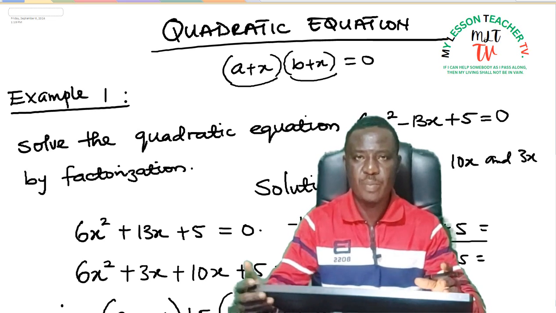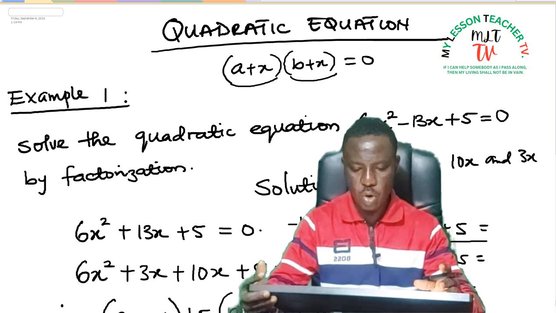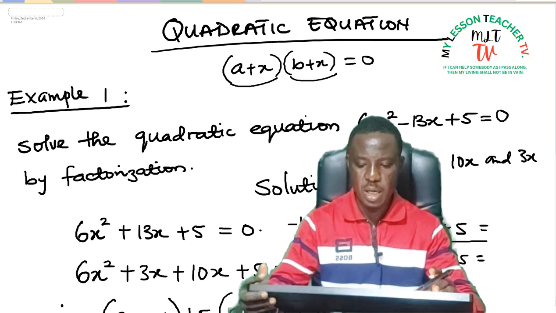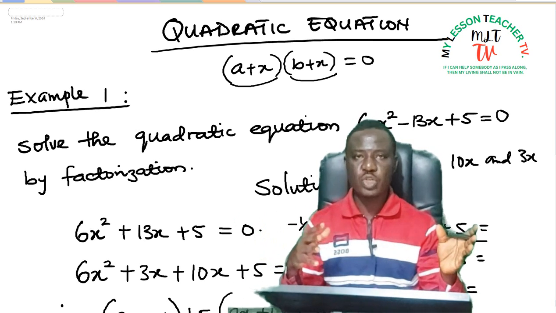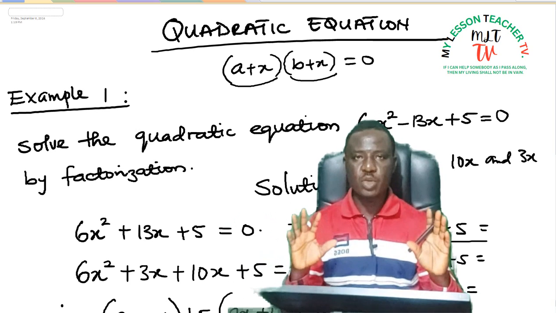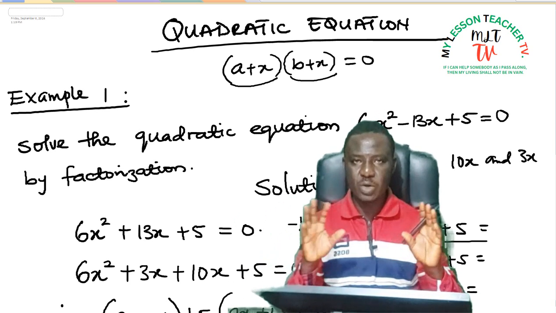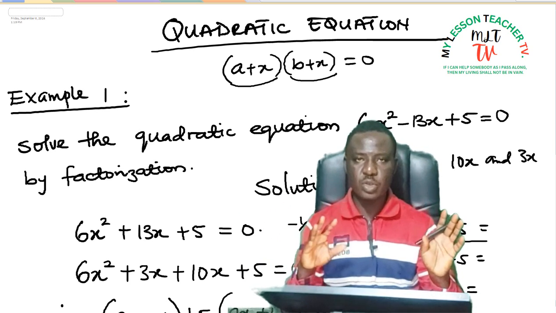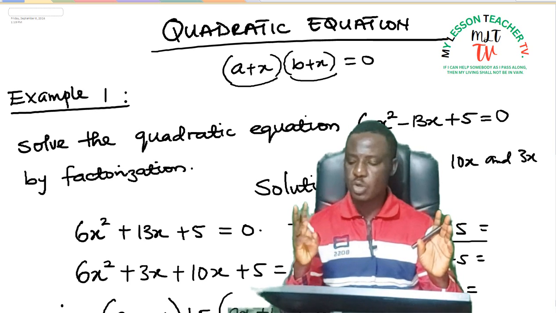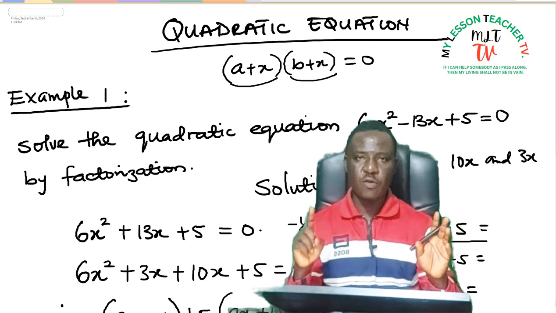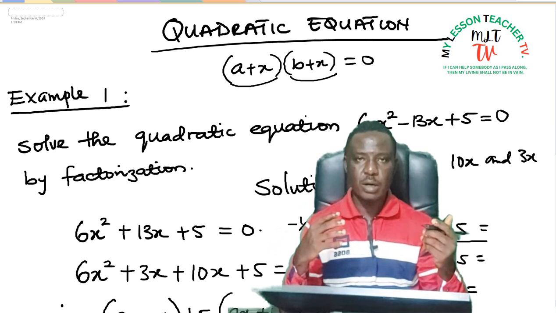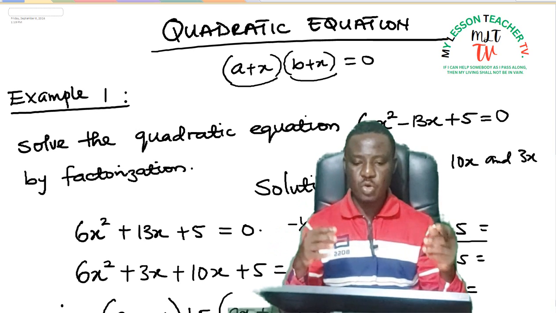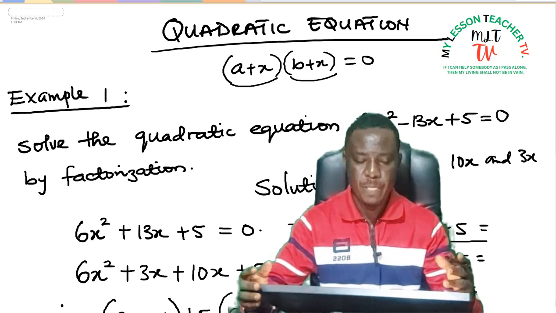Today's class is a continuation of our previous SS2 Further Mathematics on quadratic equations. At the last class, we were looking at solving quadratic equations using factorization method, of which I told you that in solving quadratic equations, you have 4 methods to use, which includes factorization method, completing the square method, formula method, and graphical method. So at the last class, we looked at solving quadratic equations using factorization method.